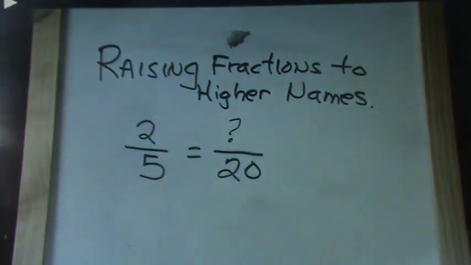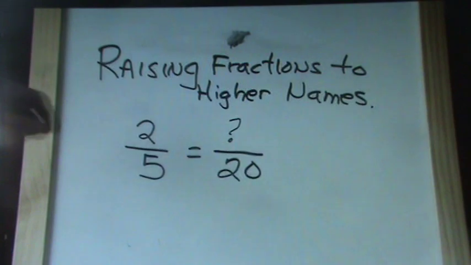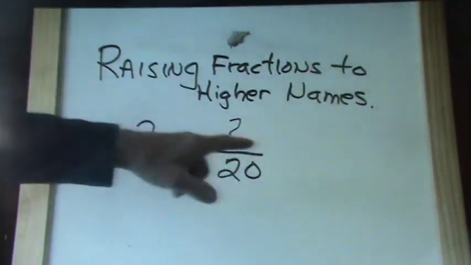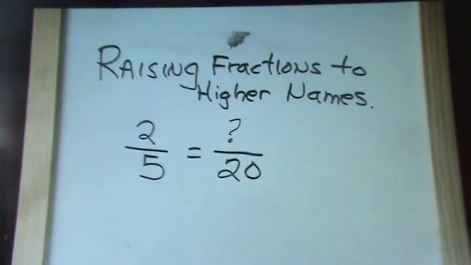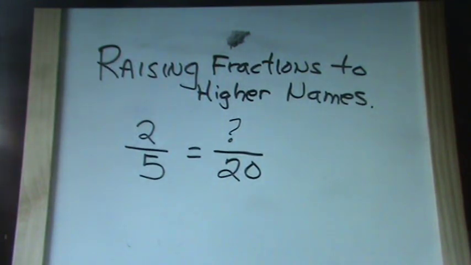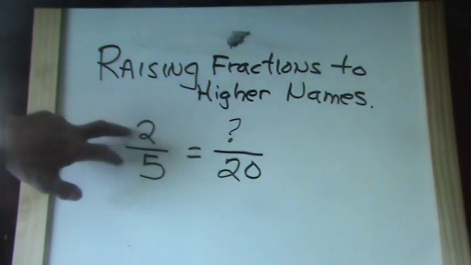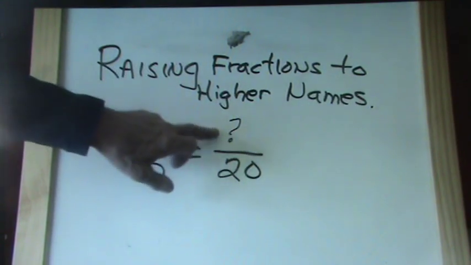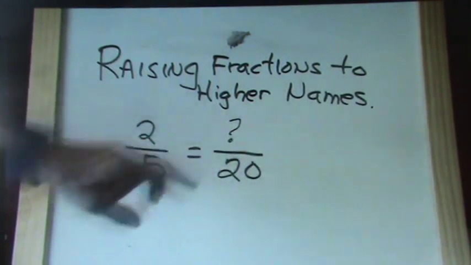Okay, so today's skill set is raising fractions to higher names. Now again, sometimes when working with fractions, it's very important that we know how to put a fraction into its lower name. At other times, it's very important that we know how to raise a fraction to its higher name. So, the fraction 2/5 is equal to how many 20ths?